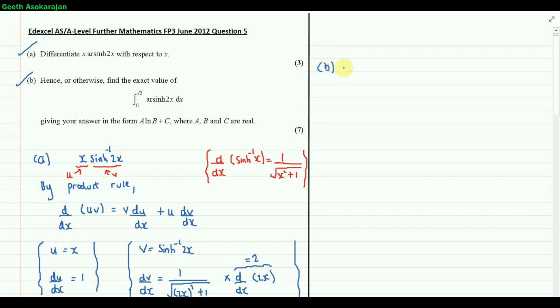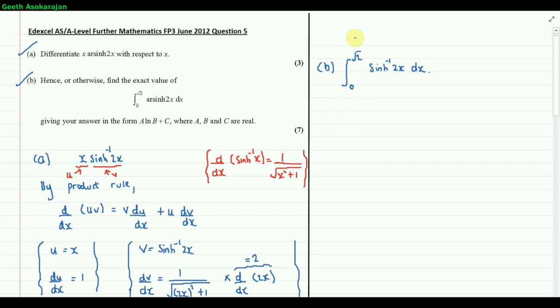Let me copy down the integral. So we're going to integrate between 0 and root 2 of r, the inverse hyperbolic function, 2x with respect to x. To integrate any inverse function, we need to apply integration by parts. So we're integrating inverse hyperbolic sine 2x, or 1 times the inverse hyperbolic sine 2x, so we need to use by parts.